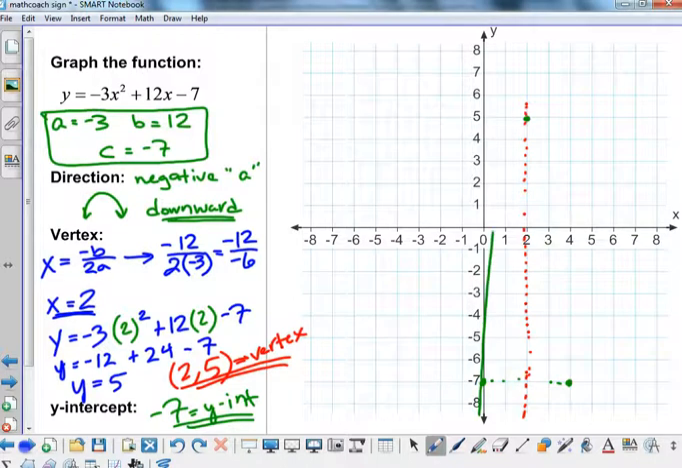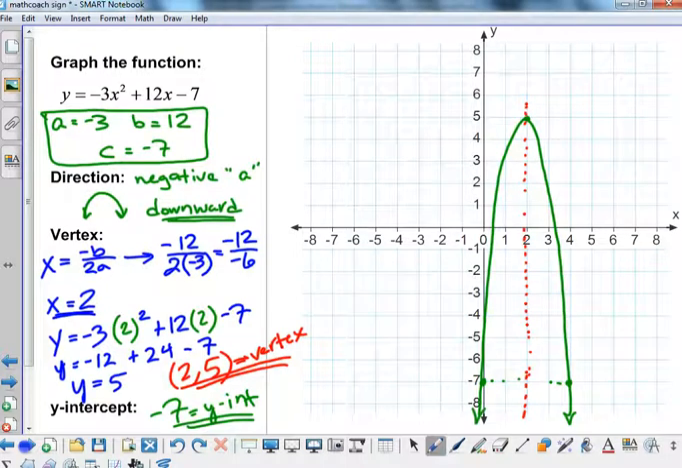Let's see if I can do this. And again, this is a rough sketch, but it's based on the facts that we're finding from A, B, and C. And we're using that information to find these parts. So this parabola looks quite a bit different than the last parabola that we did, but you can see it's very similar.